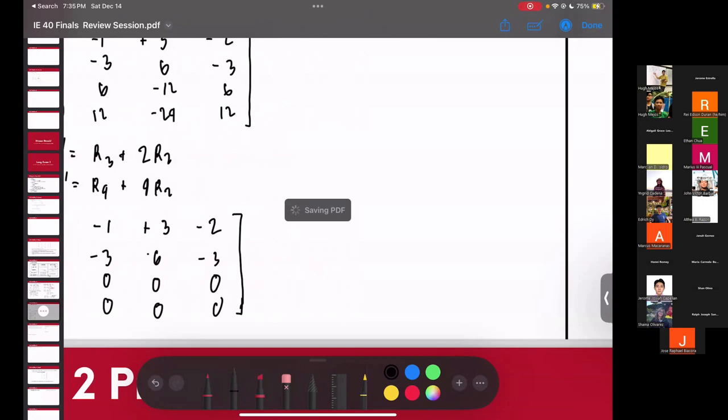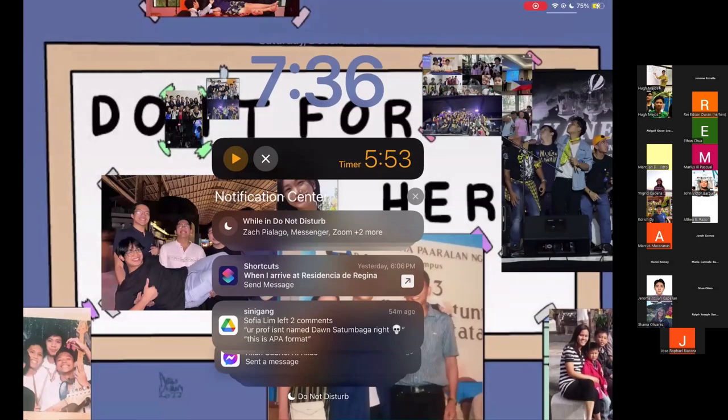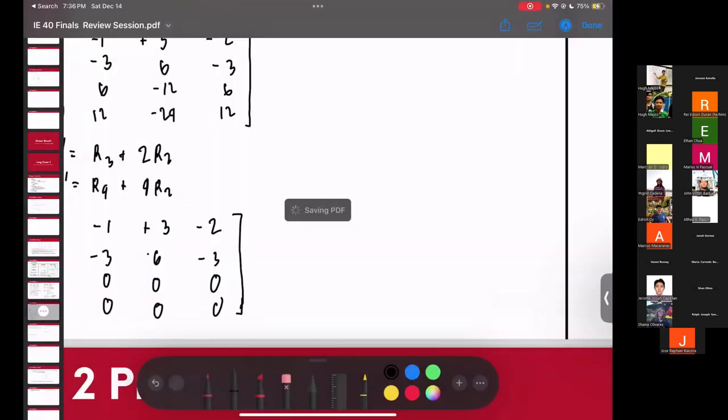I'll talk muna while it's doing that. Basically, what I'm gonna do next is R2 prime is just 1/3 of row 2. Wait lang. What is happening? Why is it taking so long? Basically, what's going to happen, I'll just read out the whole row while we're waiting. It's just 1, negative 1, positive 3, negative 2. And then the second row will become 0, 1, negative 2, 1. And then nothing changes after.